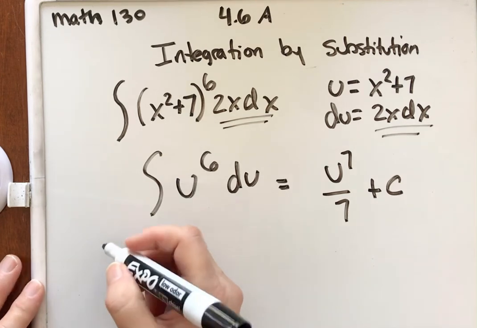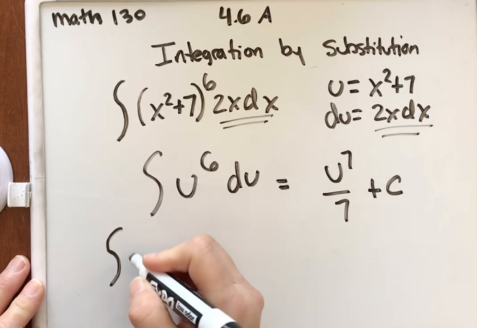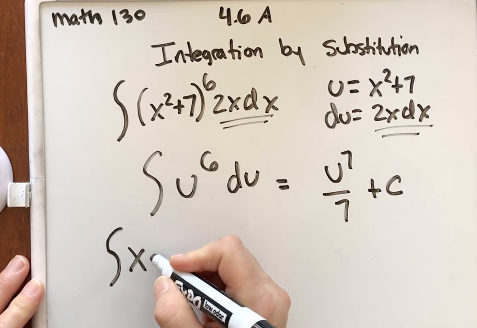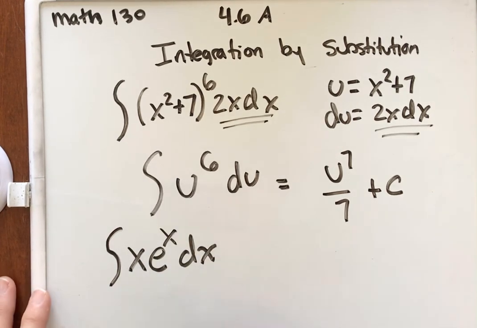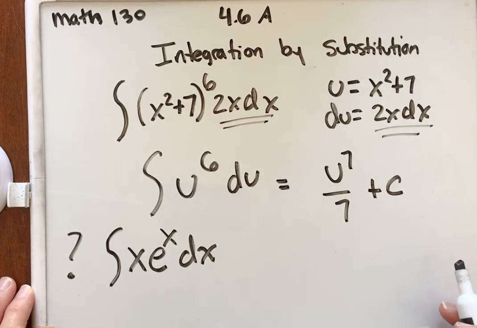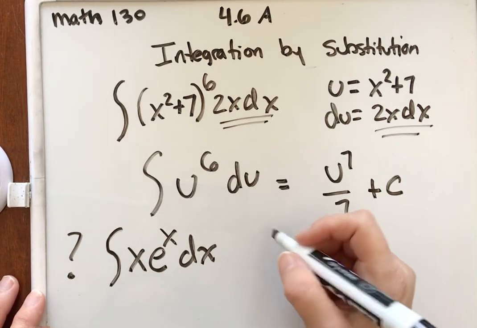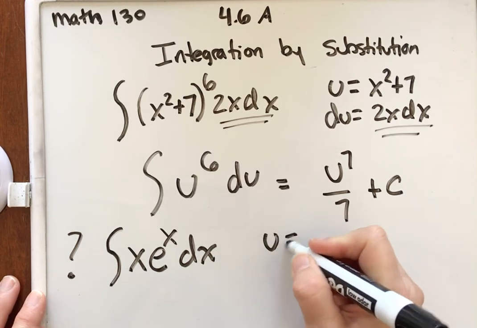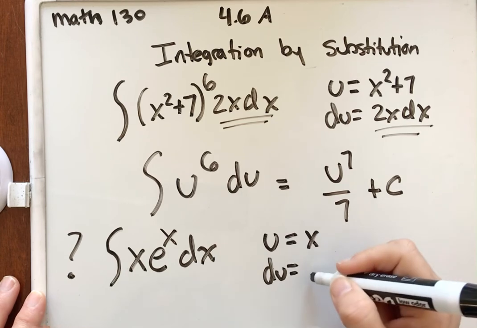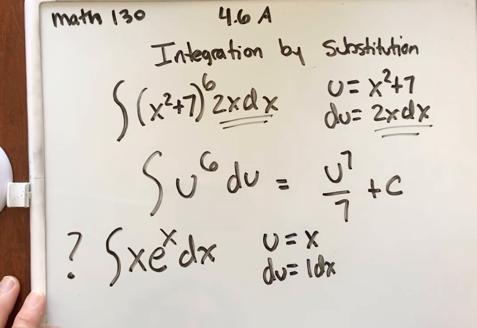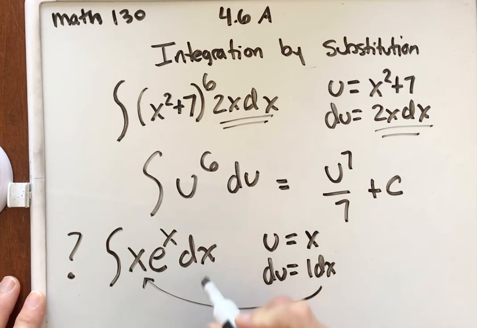Okay, now let's look at a new type of problem. Integrating x times e to the x dx. I'm going to put a question mark here. Can we integrate by substitution? Well, let's see. Let's try different u's and see if it works. Let u equal x, then du is just going to be dx, 1 times dx. Okay, does that equal x dx? No, it has the dx, but not the x.